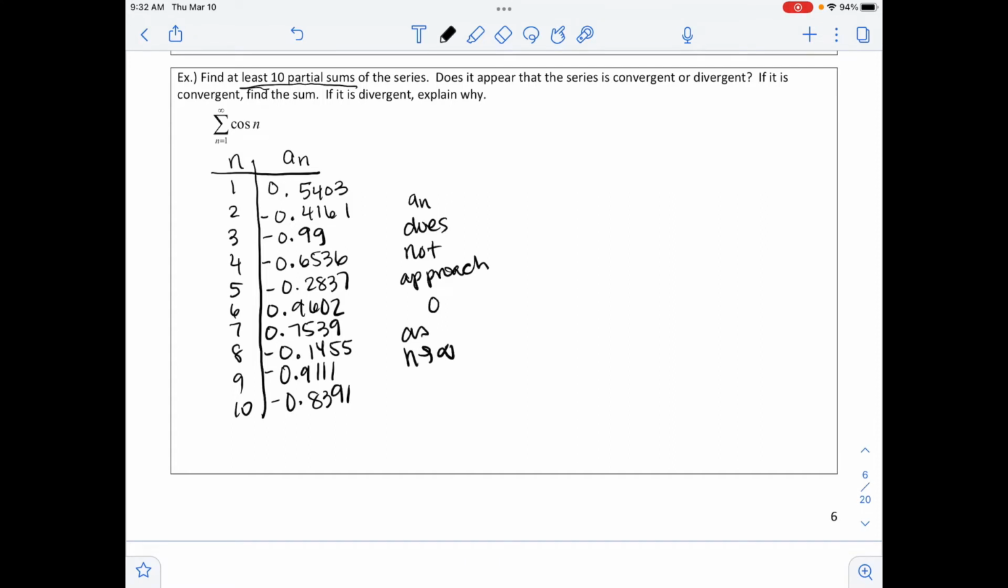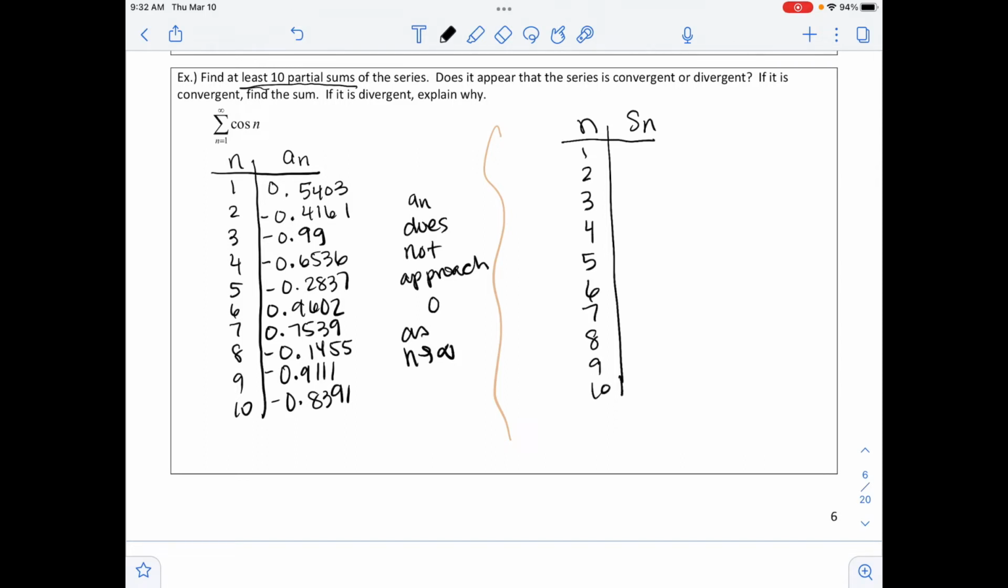And so in order to find our partial sums, make another table here and have n and s of n, and our values of n, the first partial sum, second partial sum, and so on. And so our first partial sum would just be that first value since there's nothing else to add with it. Second partial sum would be adding together these first two terms. And when we do that, we get 0.1242.